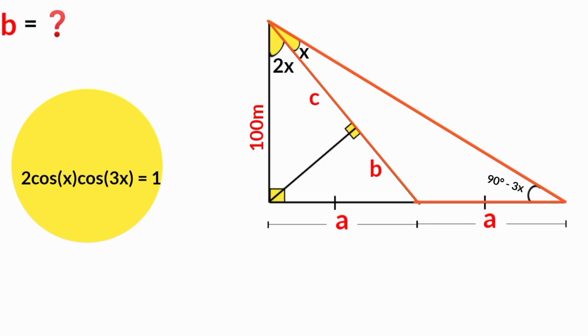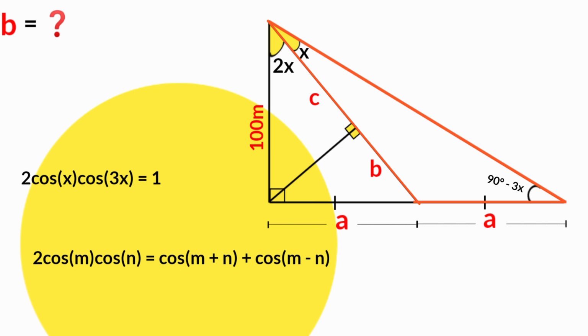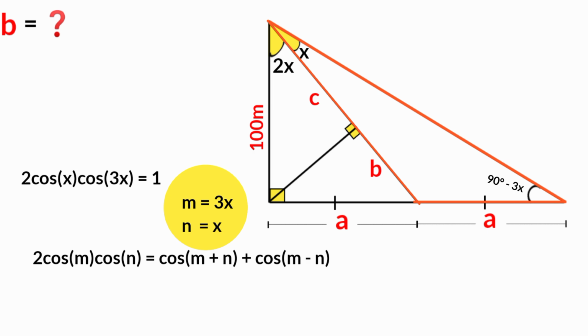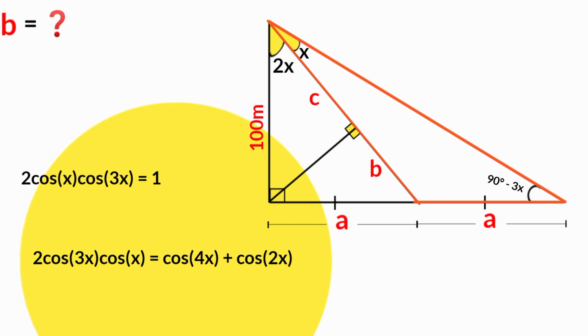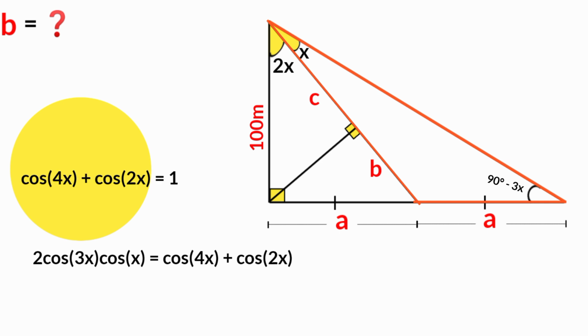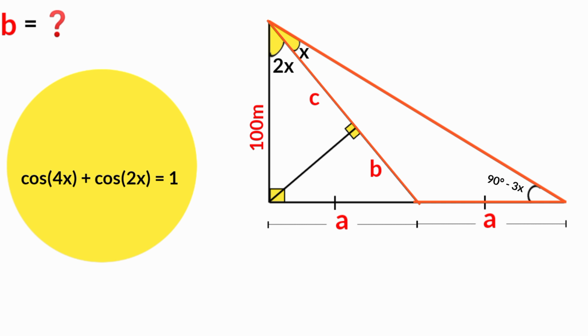Now still from trigonometry, there is another identity that 2 cos m cos n equal to cos m plus n plus cos m minus n. Let m be 3x and n equal to x. Substitute here. Now 2 cos 3x cos x equal to cos 3x plus x, which is 4x, plus cos 3x minus x, which is 2x. So 2 cos 3x cos x equal to cos 4x plus cos 2x. We come here, replace this 2 cos x cos 3x with cos 4x plus cos 2x. So cos 4x plus cos 2x equal to 1.